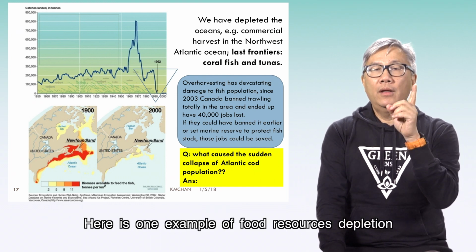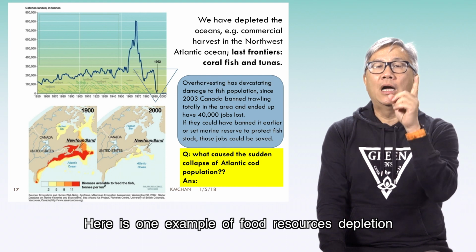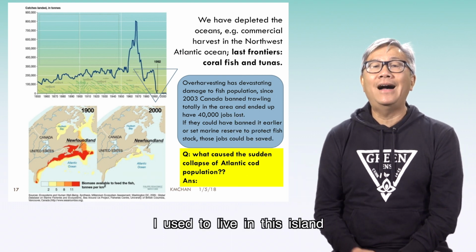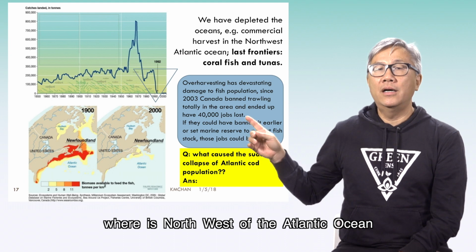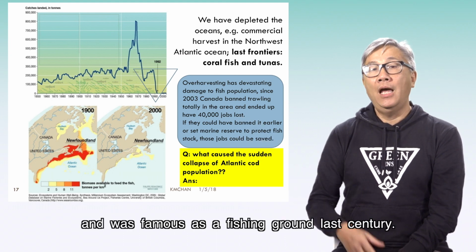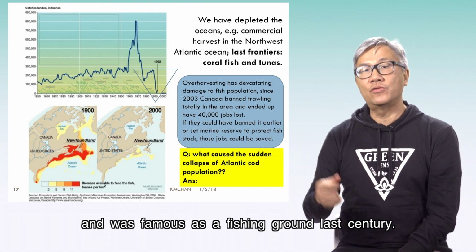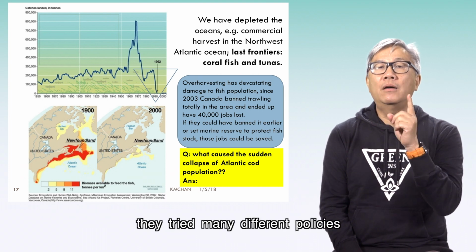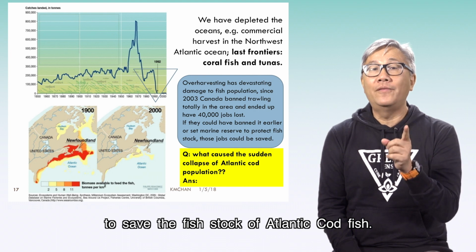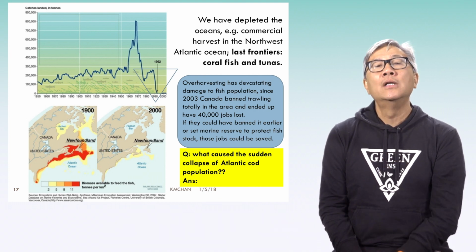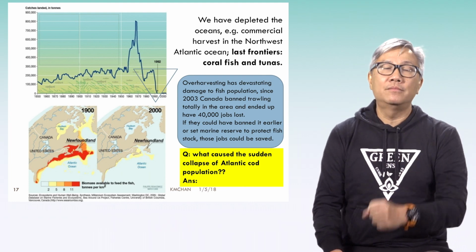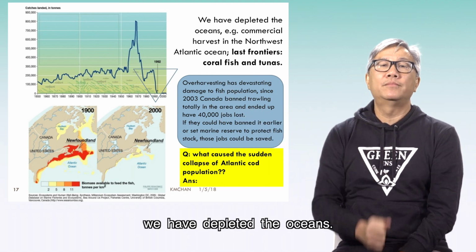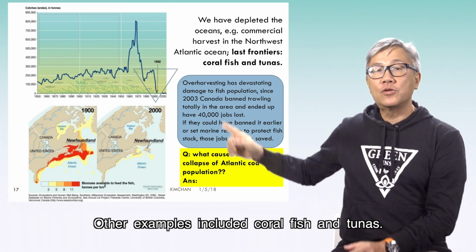Here is one example of food resource depletion leading to exploitation of fisheries. I used to live in this island called Newfoundland in Canada, where it's northwest of the Atlantic Ocean, and was famous as a fishing ground last century. Not anymore. When I was there mid-1980s, they tried many different policies to save the fish stock of Atlantic codfish. Soon after I left, in the 1990s, the whole stock collapsed. As you can see the curve there. And after 1 century, we have depleted the oceans. Other examples include coral fish and tunas.